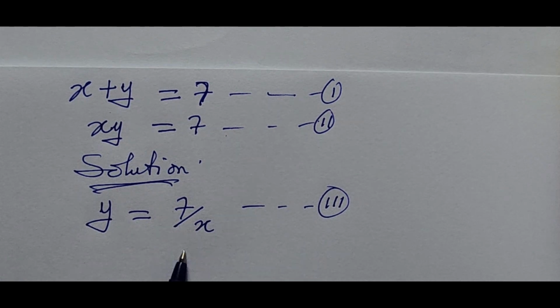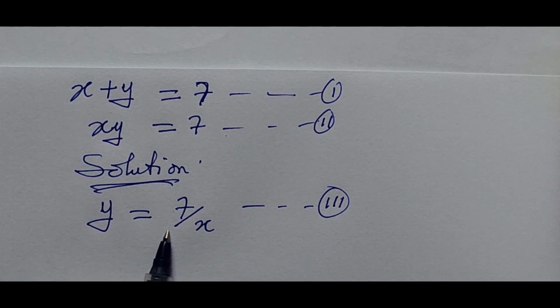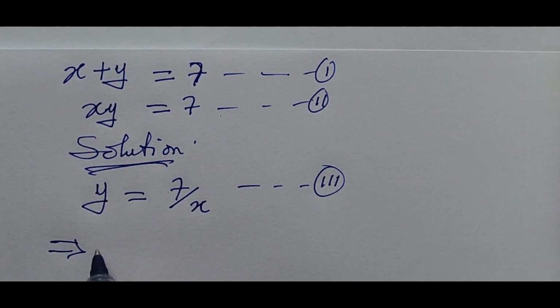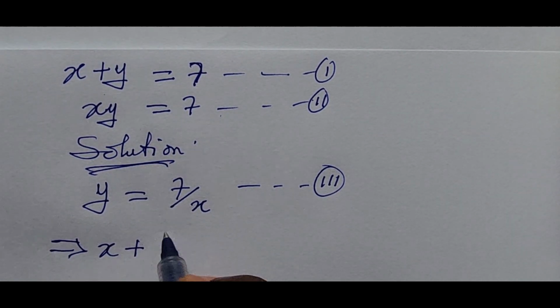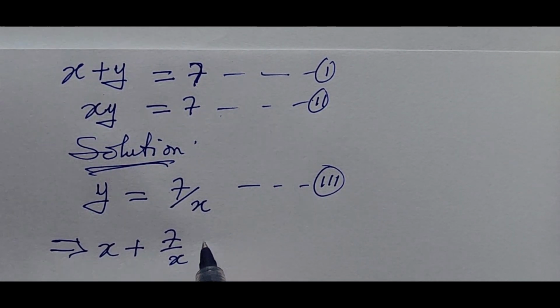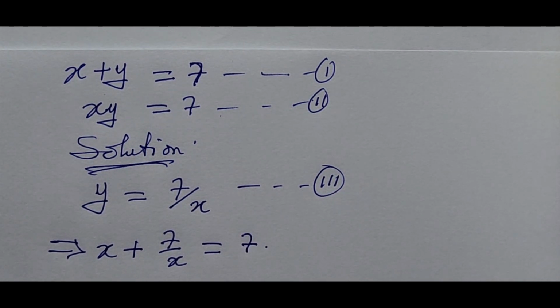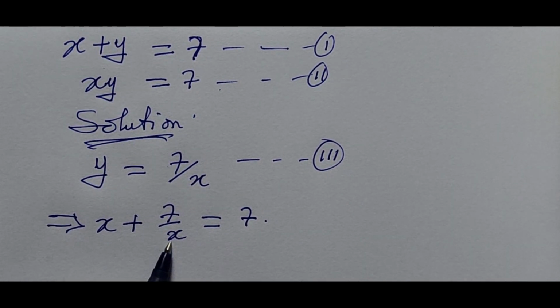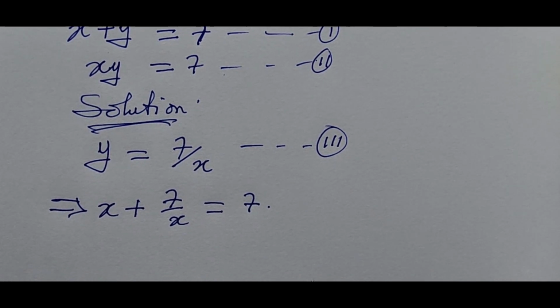So from this equation 3, you want to put the whole of this equation 3 into equation 1. In other words, anywhere we see our y, we put in 7 all over x. So from equation 1, this now implies that x plus 7 all over x equal to 7. Okay, so all we just need to do here is to eliminate this denominator. And how to do that is to multiply through by x.